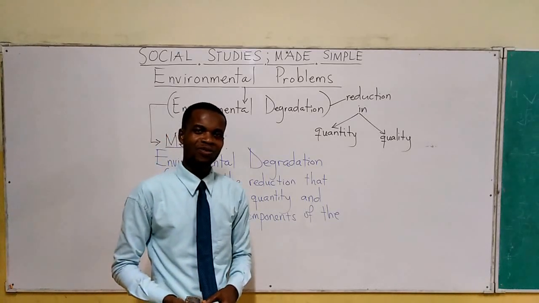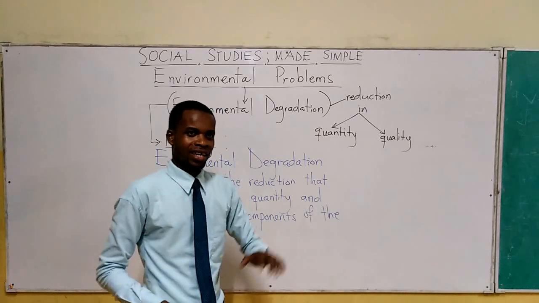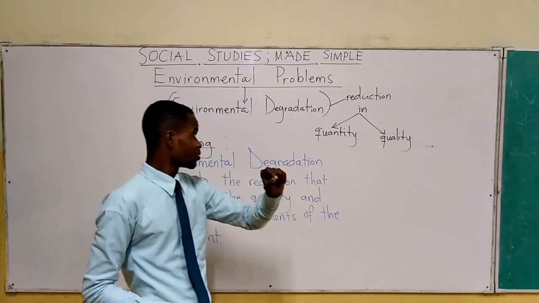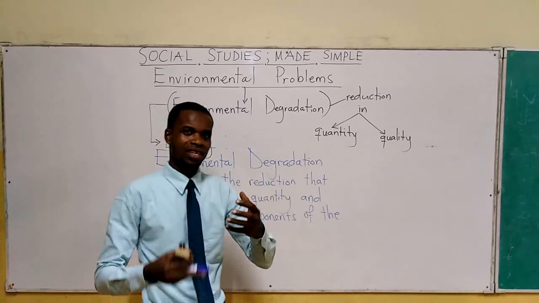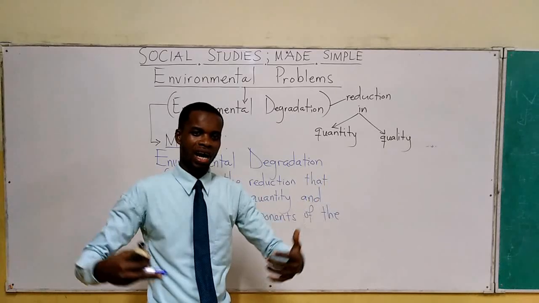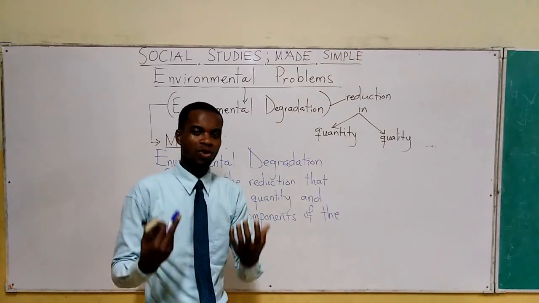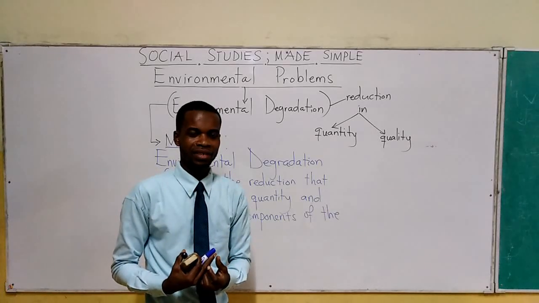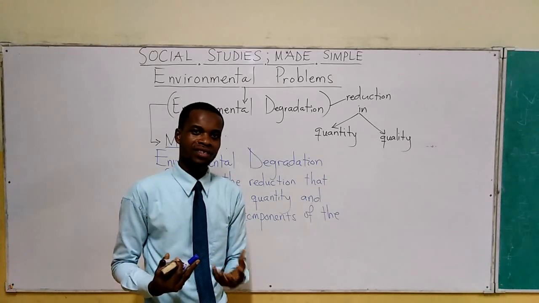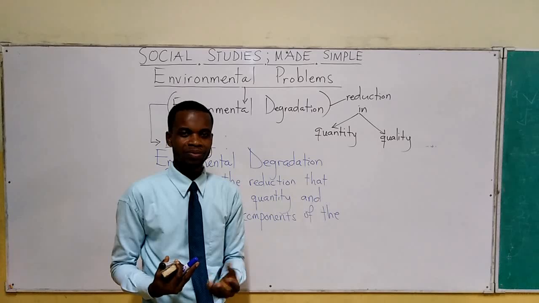Now, let's move further. When it comes to environmental degradation, they have their types. In social studies, we will consider only 3. In science, they may consider 4.